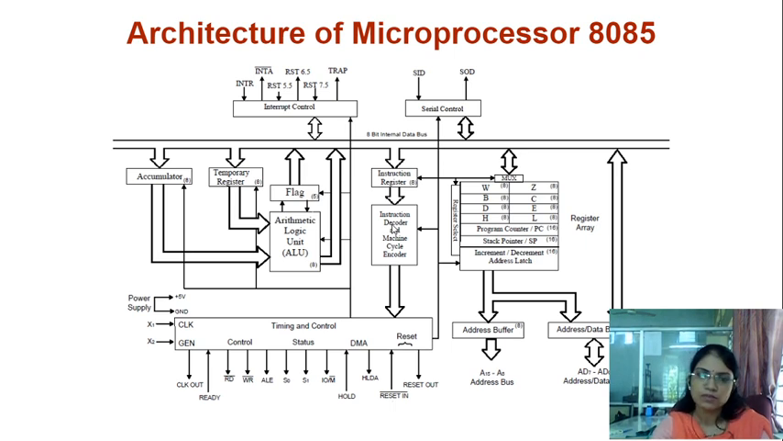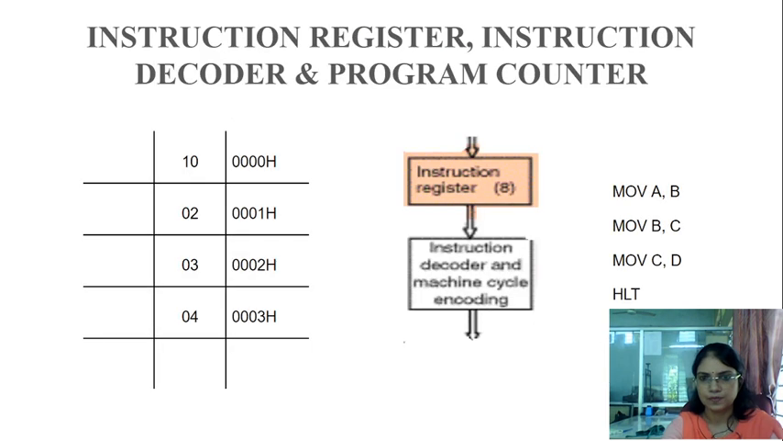So now one by one we will know about how the program can be executed, or how the instructions available in the program are executed one by one in sequence, that we are now studying. So I have just written down one program here. A 4 instruction program is there: Move A comma B, move B comma C, move C comma D, and halt.